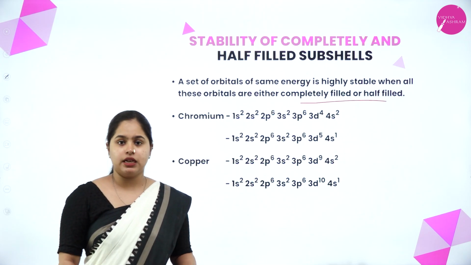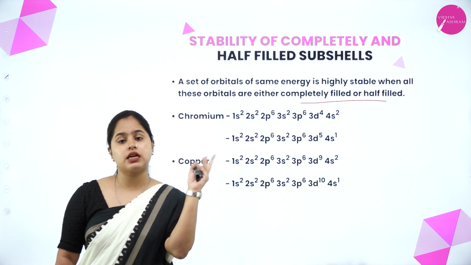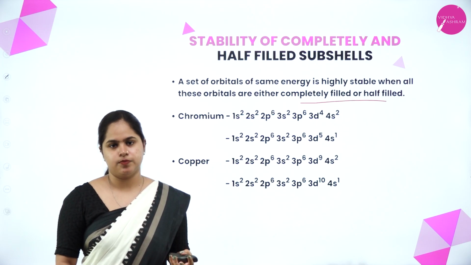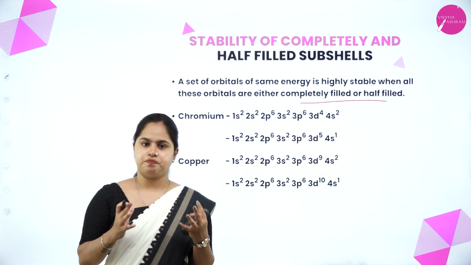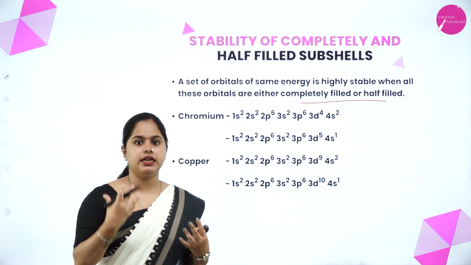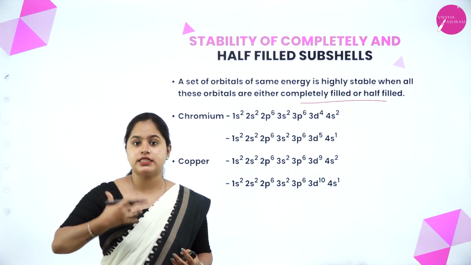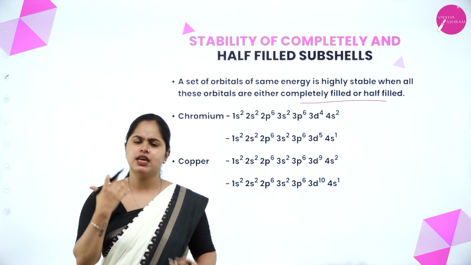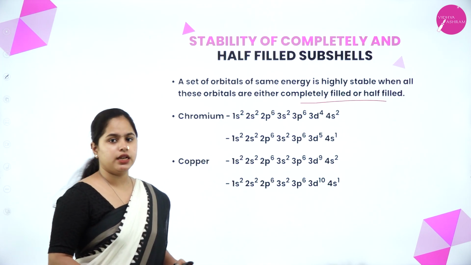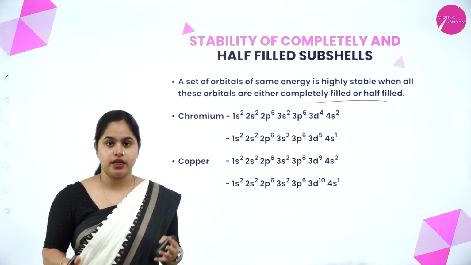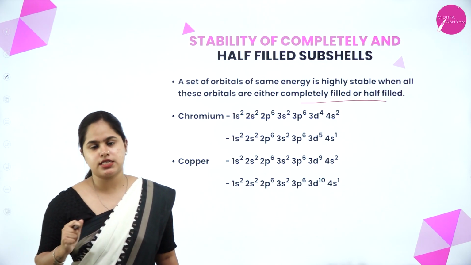So, if the orbitals in a subshell are completely filled or half-filled, they will have some extra stability. We can say that if any substance has a symmetric shape, we usually say that it is stronger or has more stability, since it is symmetric from all directions. In the same way, if the subshell is completely filled or half-filled, it has symmetry, and so it has some extra stability.